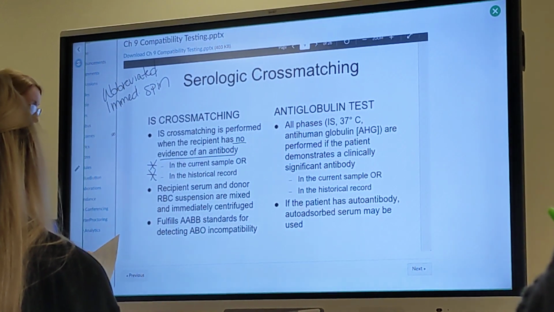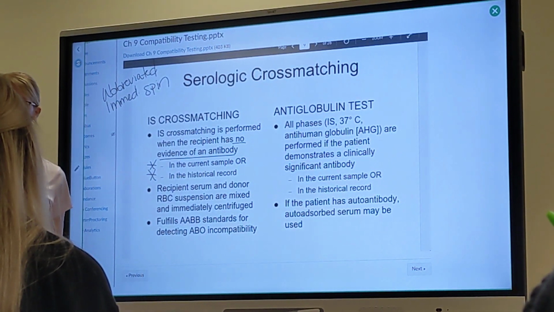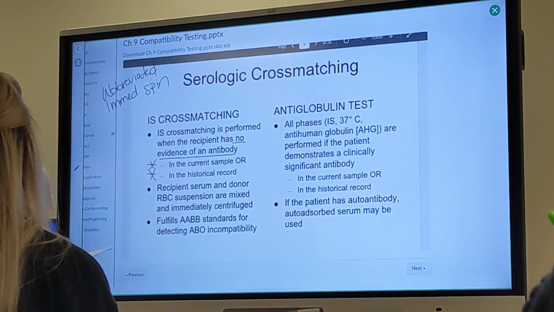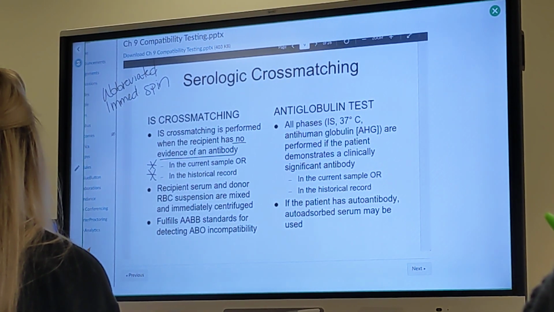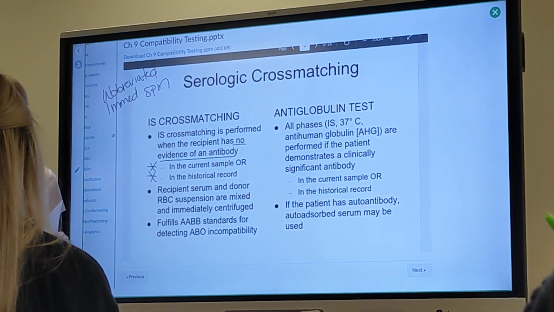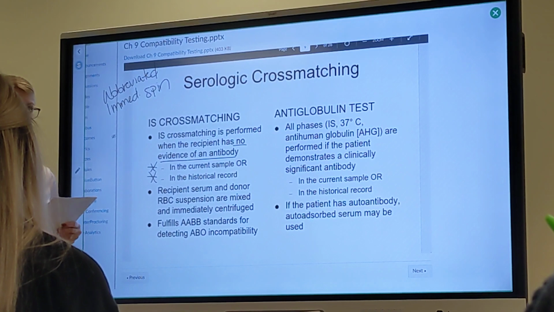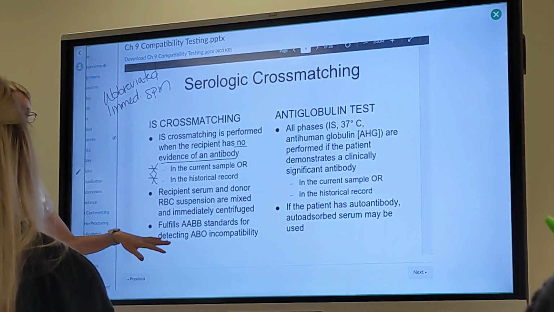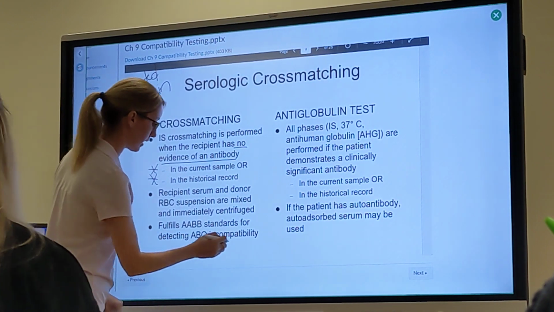You'll mix it and centrifuge it. We were doing 15 seconds, your hospital may do 20, it just depends on the kind of centrifuge they have. And then you'll look for agglutination. If there's not any, we call it compatible and move on with our life. It takes 5 minutes, so it's super fast. And so all you're going to detect at immediate spin is ABO incompatibility.